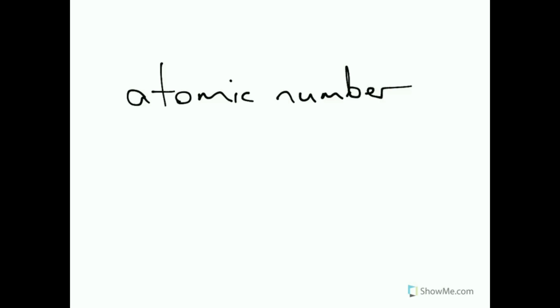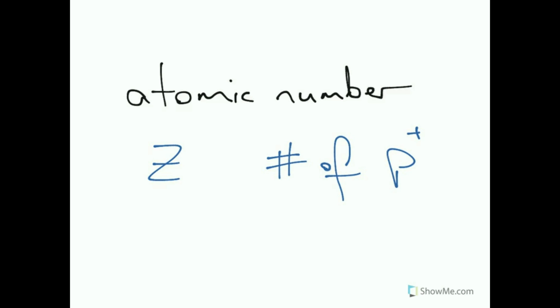The atomic number of any atom, symbol Z, capital Z, is simply the number of protons in the nucleus of the atom. That's a simple definition of atomic number: the number of protons. Each element has a specific atomic number. For example, the atomic number of hydrogen is 1. Hydrogen has 1 proton in the nucleus.